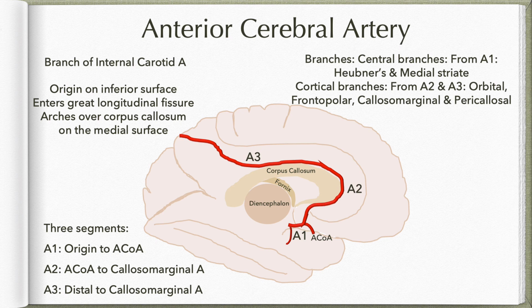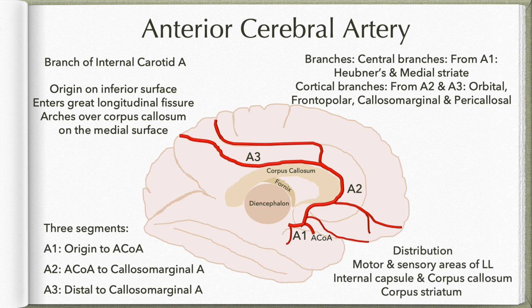Some of them are unnamed branches, but the named branches include the orbital branch, which will supply the inferior surface; the frontopolar branch, which will be supplying the frontal pole area; the callosomarginal branch, which will be going along the cingulate gyrus, supplying the paracentral lobule as well as the medial frontal gyrus, including part of the cingulate gyrus; and the rest of the artery itself continues as the pericallosal artery, which will be going immediately above the corpus callosum.